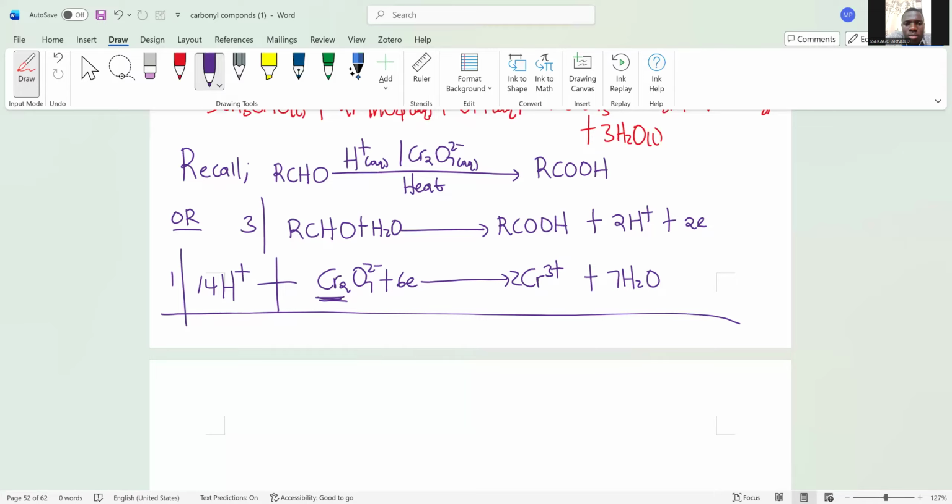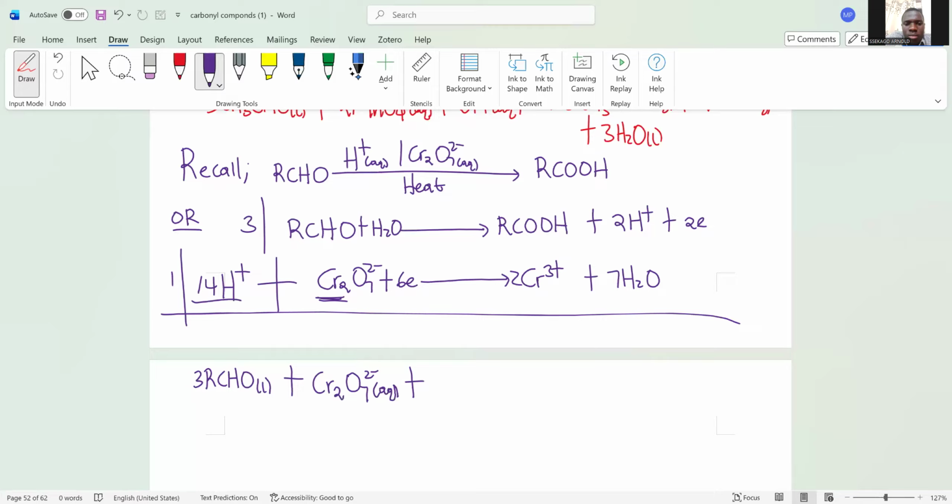Now the overall equation becomes, up by 3, we have 3RCHO plus, down I am multiplying with a 1, so I will have Cr2O7 plus what? We look at hydrogen.